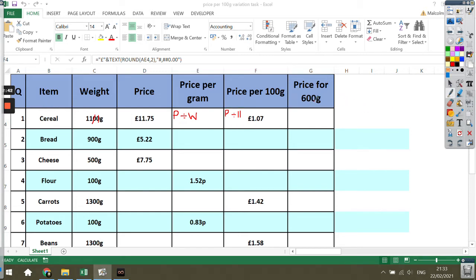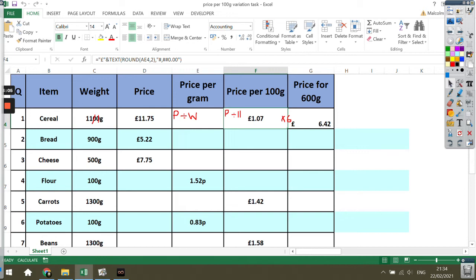Lastly, we want the price per 600 grams. Well, to get that, we need to times this by 6, because this is for every 100 grams. So if I want 600 grams of the thing, I times it by 6. Well, we can work that out. 1.07 times 6 gives us £6.42. So that's our first line.